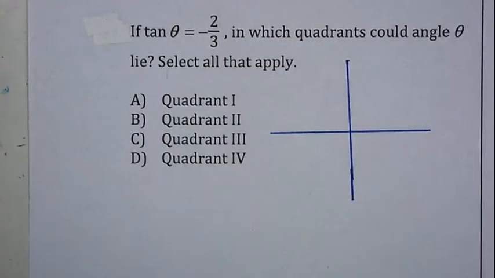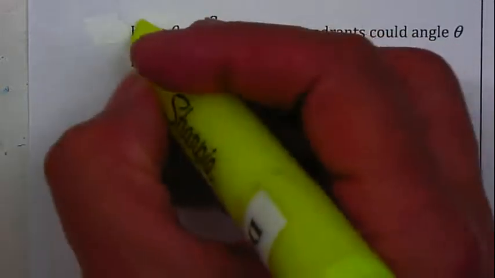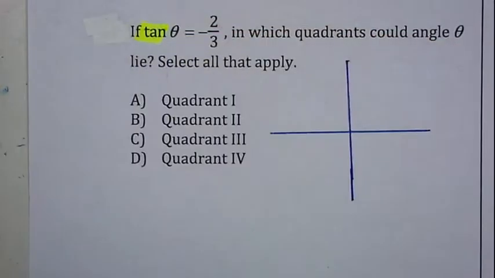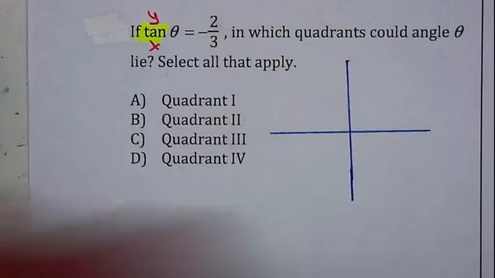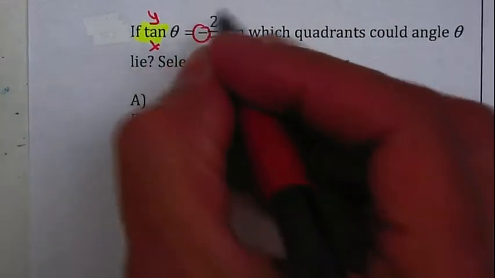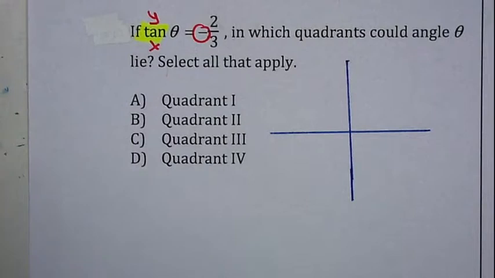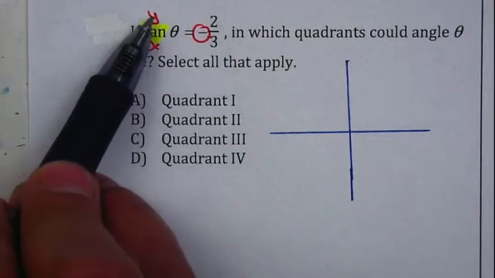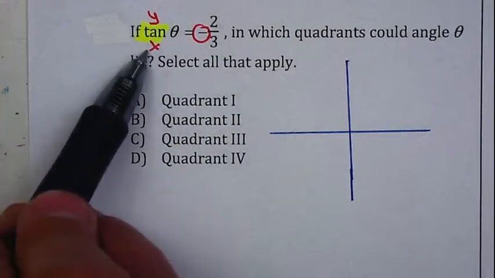And you have to remember, tangent, is that x or y? Tangent is y over x. And your tangent has to be negative. In order for it to be negative, your y and your x should have different signs.